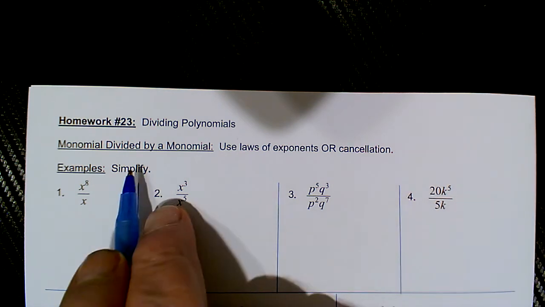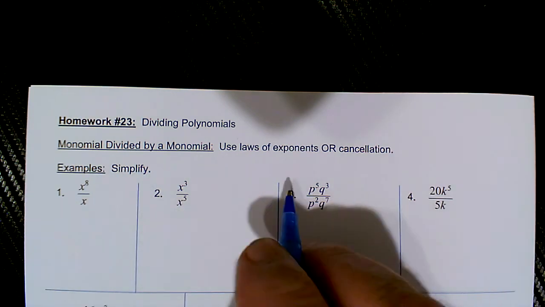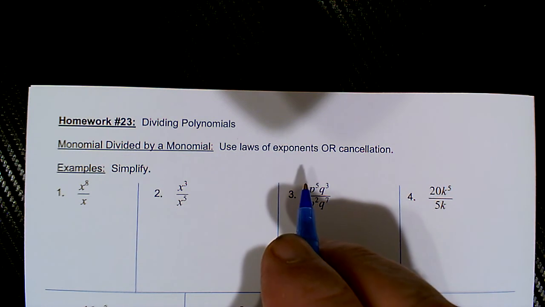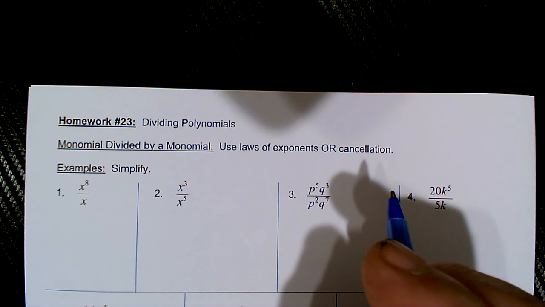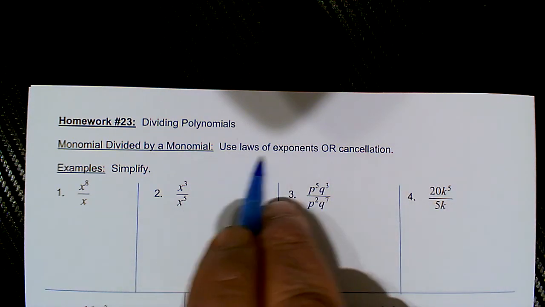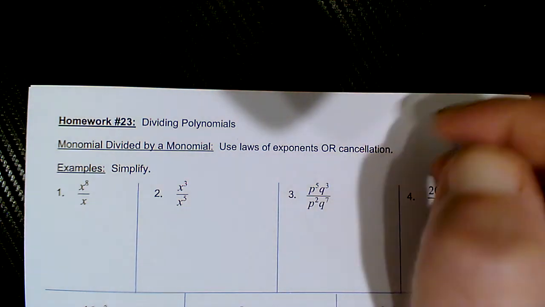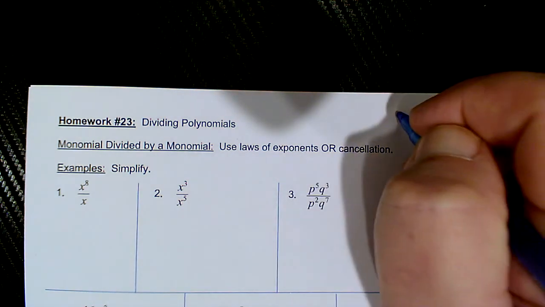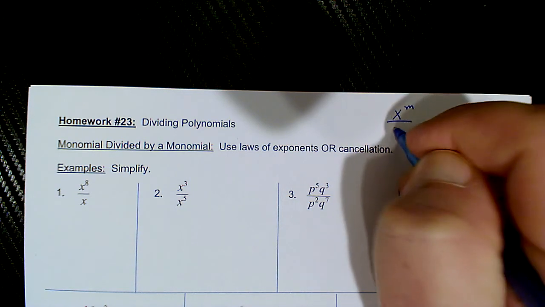So we're going to break down the cases. First we'll look at a monomial divided by a monomial. We actually saw this in the laws of exponents homeworks that we've experienced. Just basically use your laws of exponents, or think of it as cancellation. Now the law of exponents we're talking about is the division.